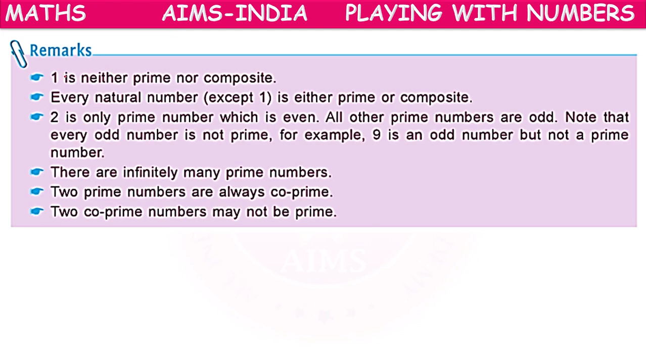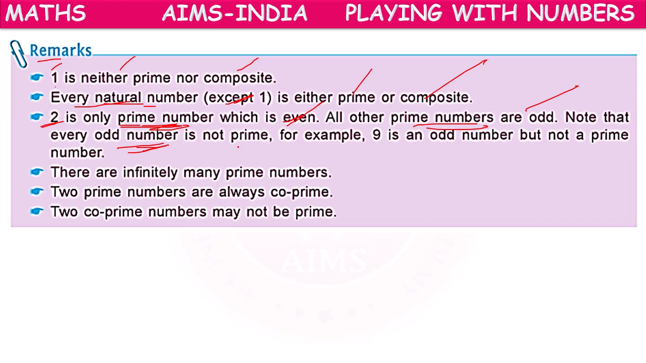Next, what we have observed, children? So one is neither prime nor composite. So every natural number except one, it may be a prime number or it may be a composite number. So 2 is the only prime number which is even. All other prime numbers are odd numbers.